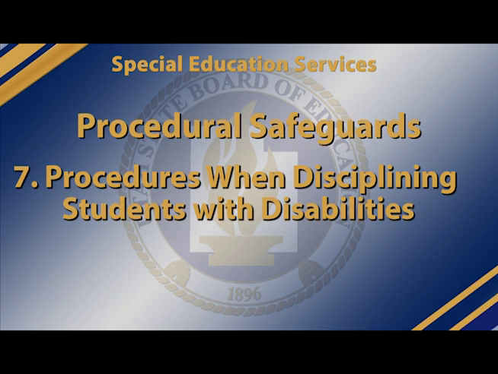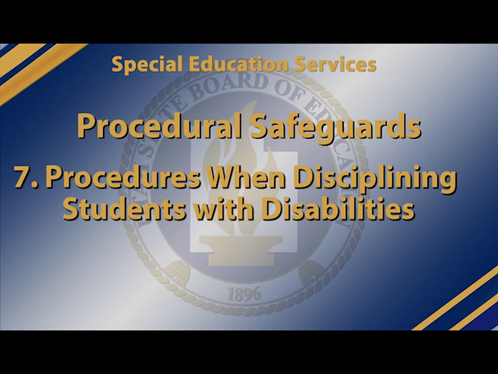If a behavioral intervention plan already has been developed, review the behavioral intervention plan and modify it, as necessary, to address the behavior. And 3. Unless the misconduct falls under the definition of special circumstances in Rule V.E.5 of the USPSAR, return the student to the placement from which the student was removed, unless the parent or adult student and the LE agree to a change of placement as part of the modification of the behavioral intervention plan.